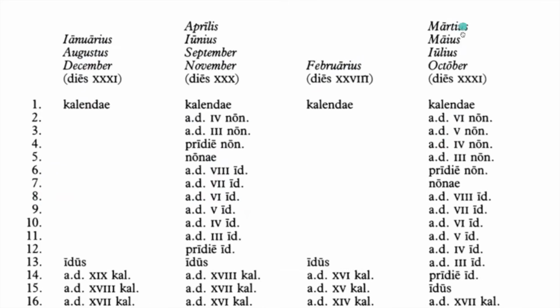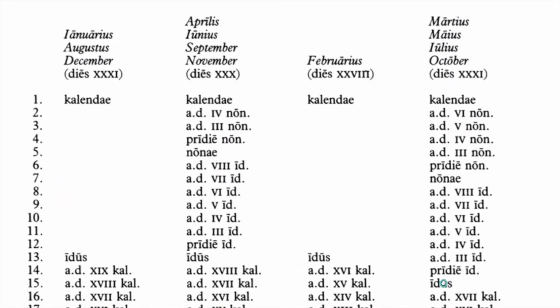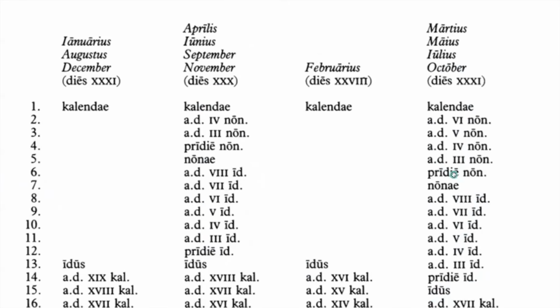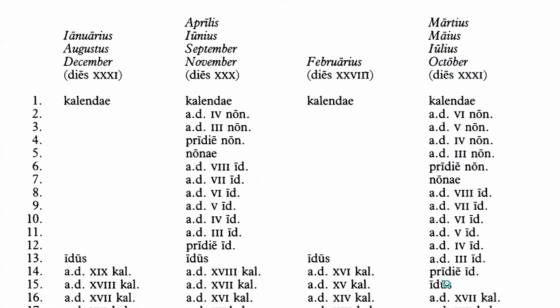But for March, May, July, and October, that's going to change because, remember, the idus are going to be not on the 13th, but on the 15th. So that's going to change. It's not going to be the same. That's why you don't have anything here. For this block here, it's going to be the same, all right? But it's going to change for this block of 4 months because the idus are moved 2 days later, right?